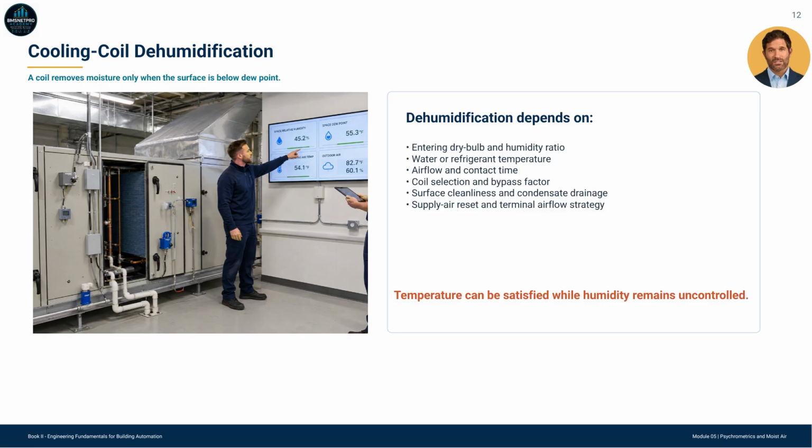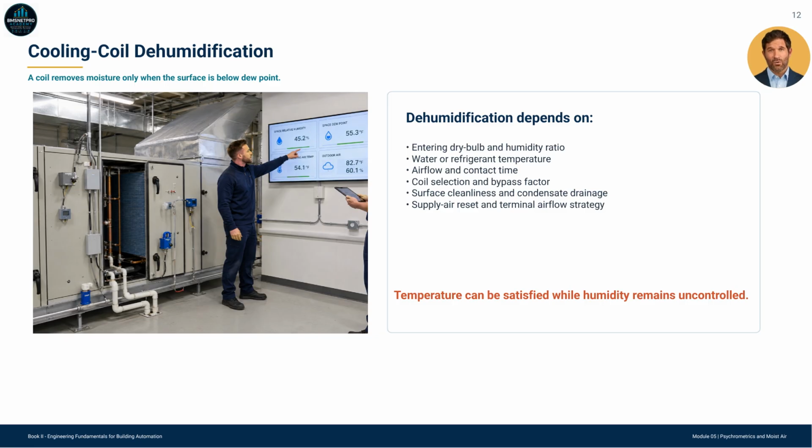A cooling coil does not automatically remove moisture just because cooling is enabled. A coil removes moisture only when part of the coil's surface is below the entering air dew point. That depends on entering air conditions, chilled water or refrigerant temperature, airflow, contact time, coil selection, bypass factor, cleanliness, and condensate drainage. This is why a VAV building can satisfy temperature and still feel humid.